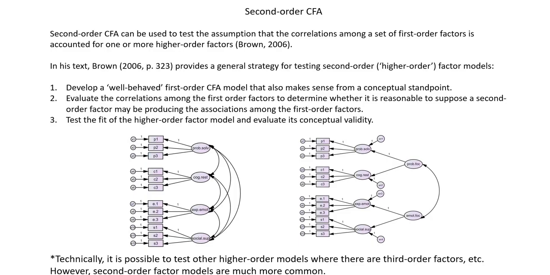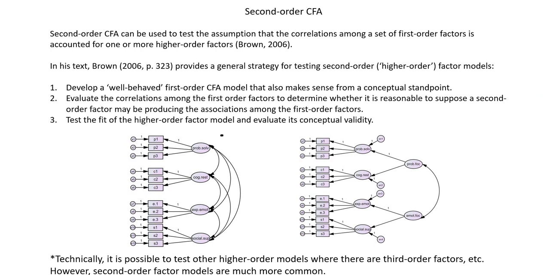Now, second order CFA can be used to test the assumption that the correlations among a set of first order factors is accounted for by one or more higher order factors. In the pictures below, or the diagrams below, you'll see we've got two different CFA models represented.